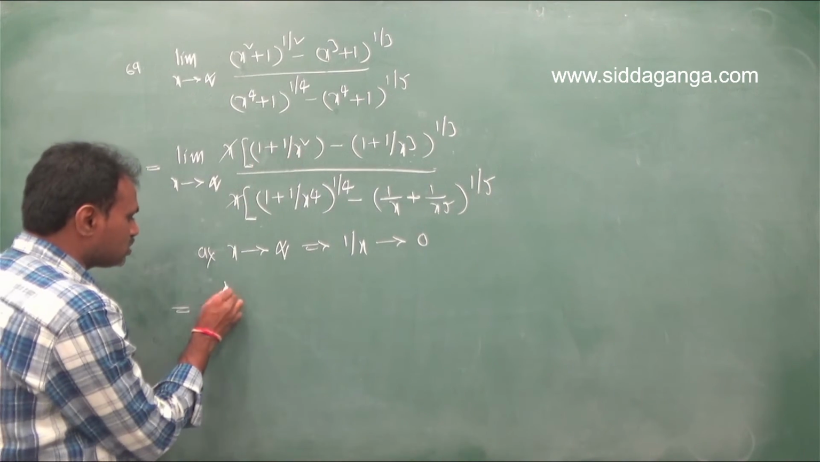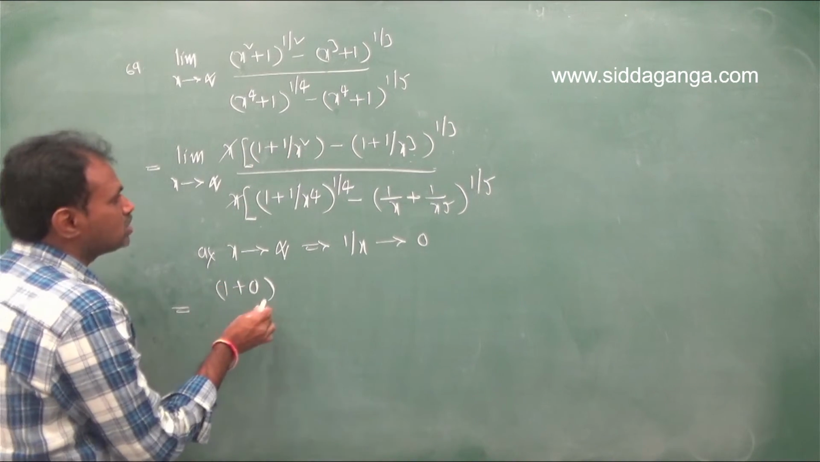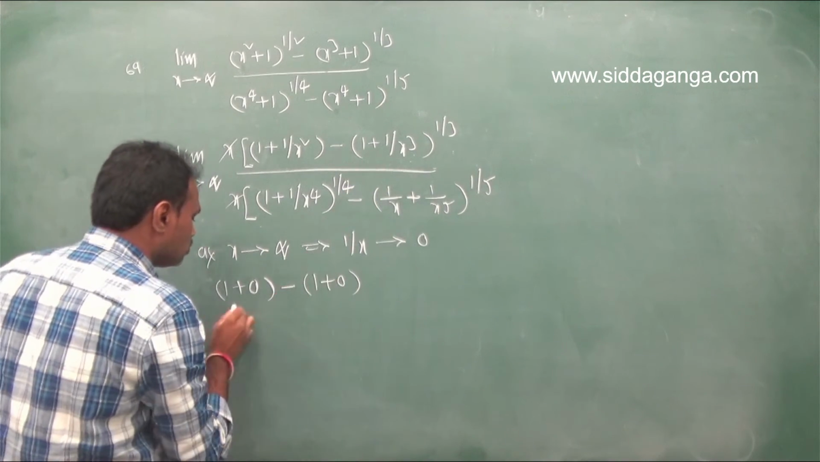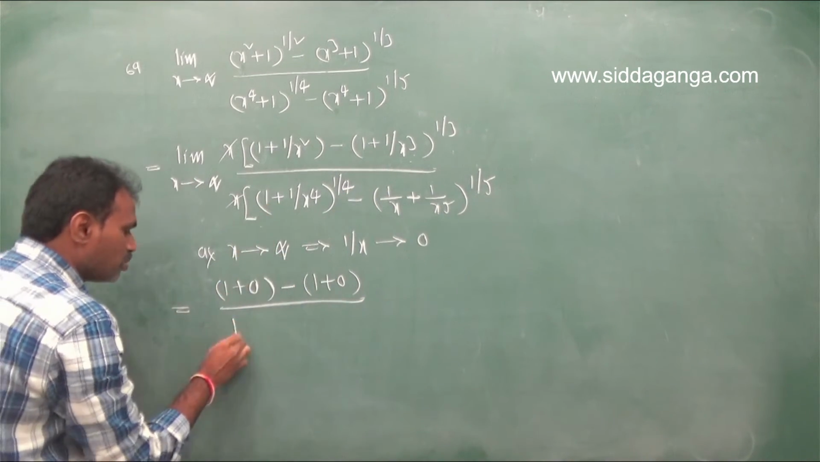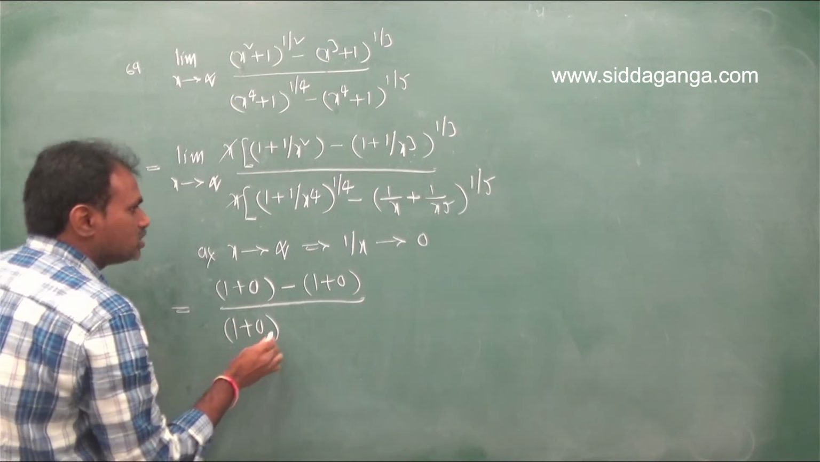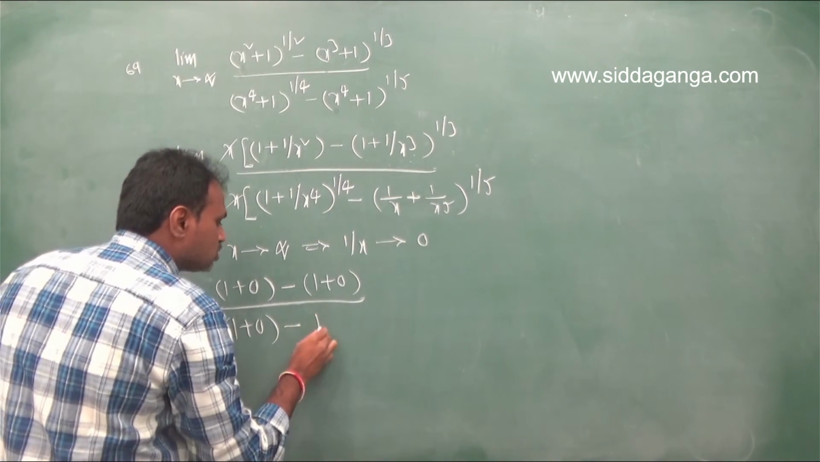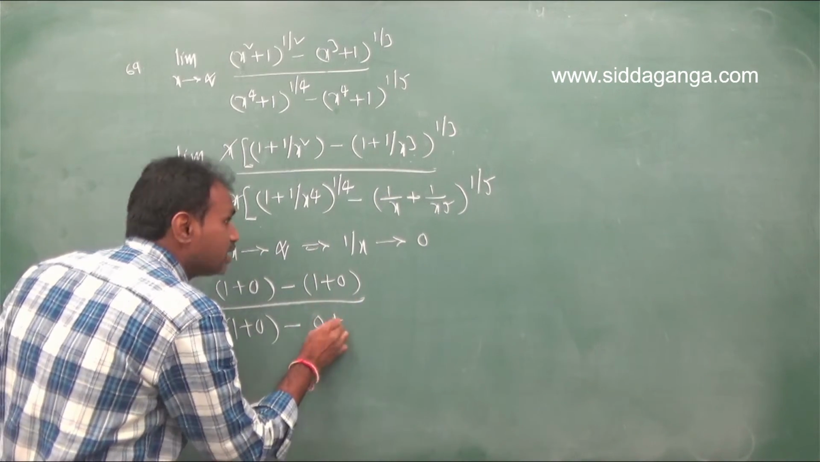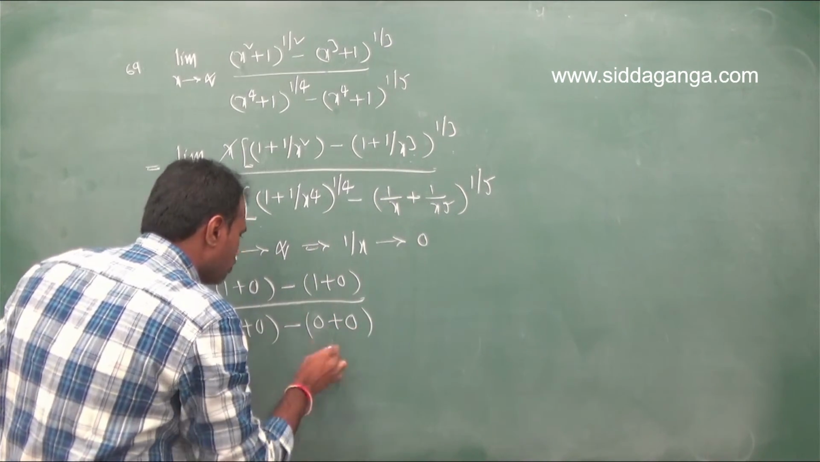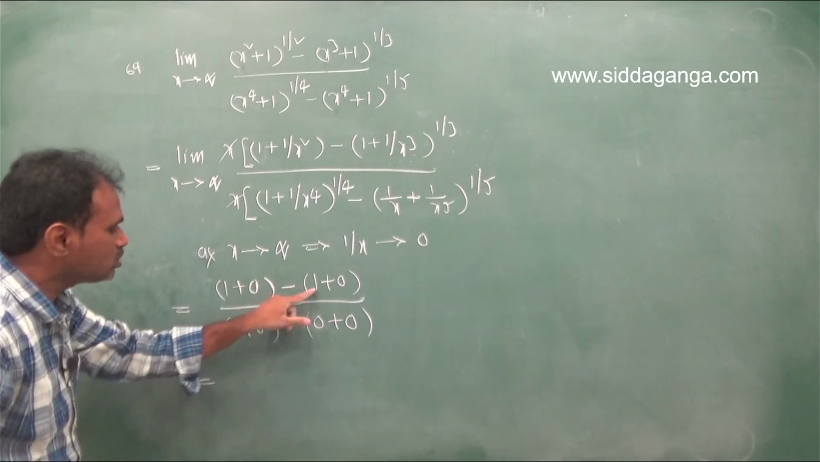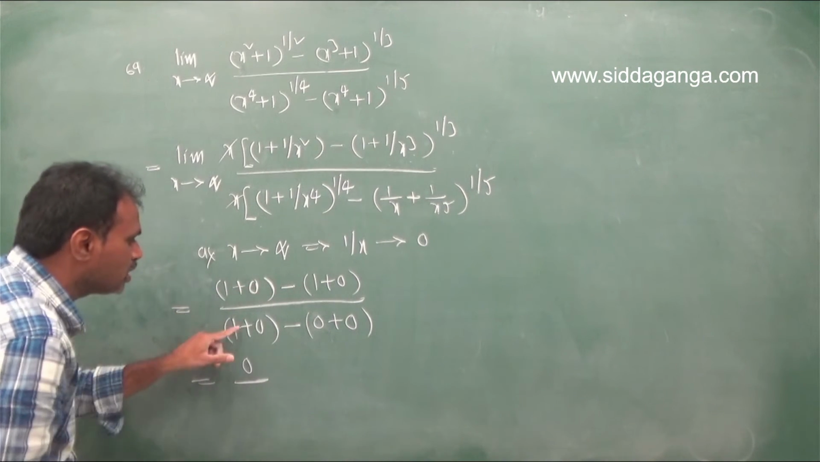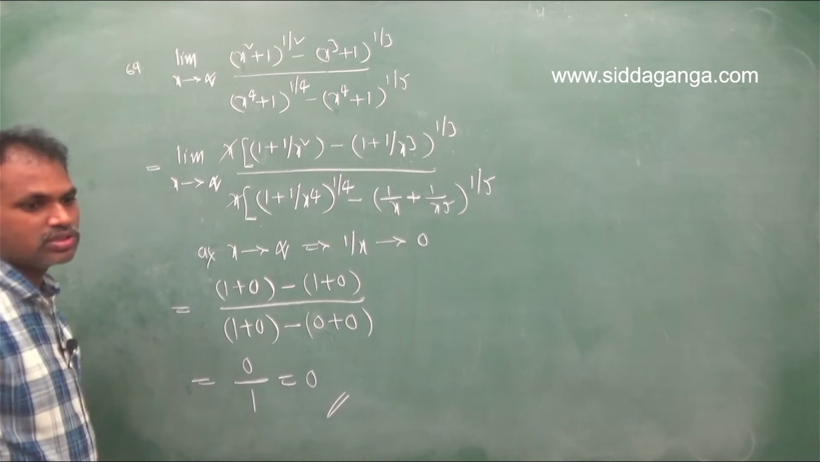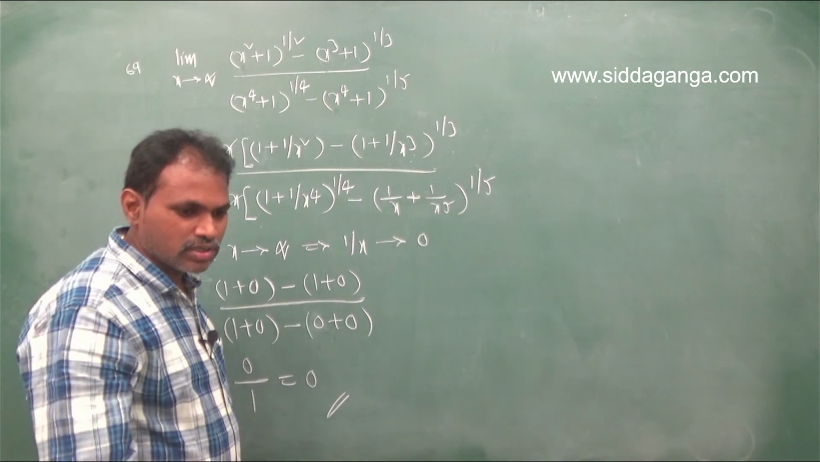Therefore, 1 plus 0 minus 1 plus 0, divided by 1 plus 0 minus (1 by x is 0, and the other term is also 0). Therefore it is equal to (1 minus 1) which is 0, divided by (1 minus 0) which is 1, so it is equal to 0. Therefore option 2 is right. Next question.